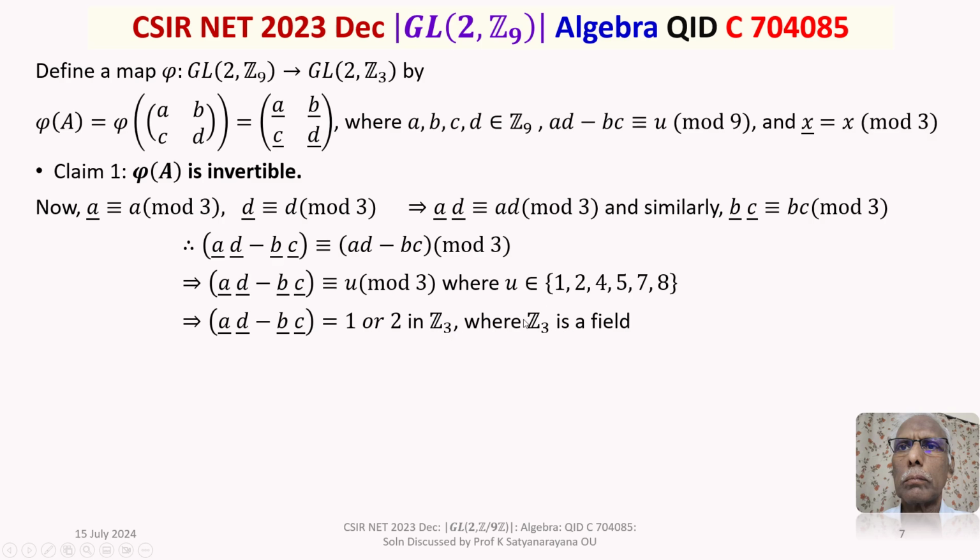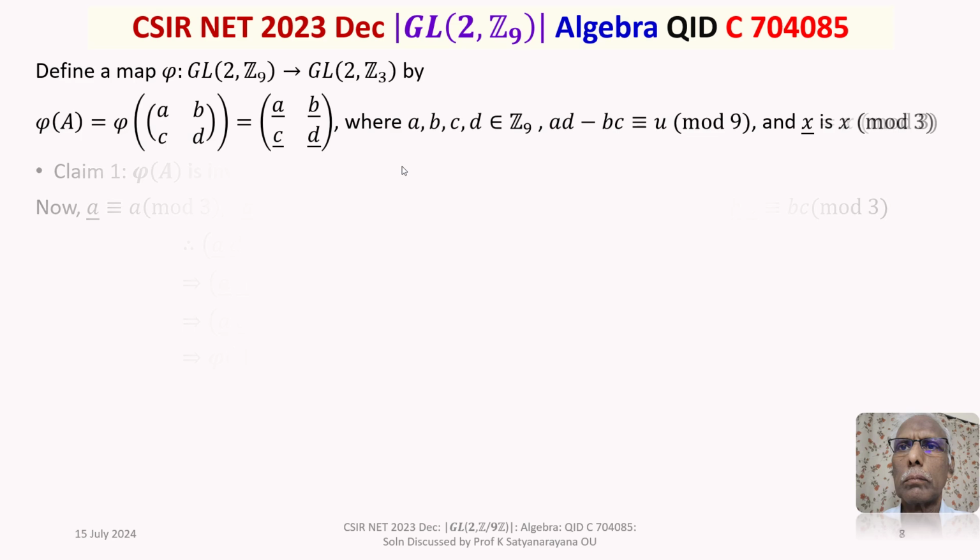Z3 is a field, and that means the determinant of phi of A is not equal to 0. Therefore, it is invertible, because it is a field. So that is your definition of phi, it is well defined, it is proper. Right. Now let's get into this, and we want to prove that phi is a homomorphism.